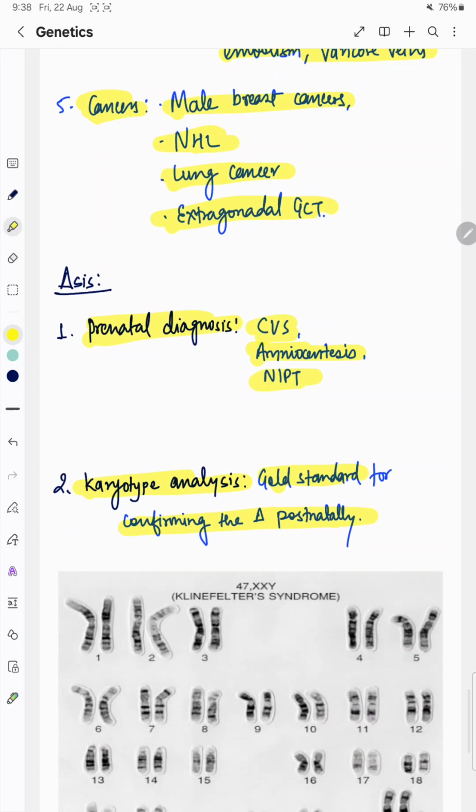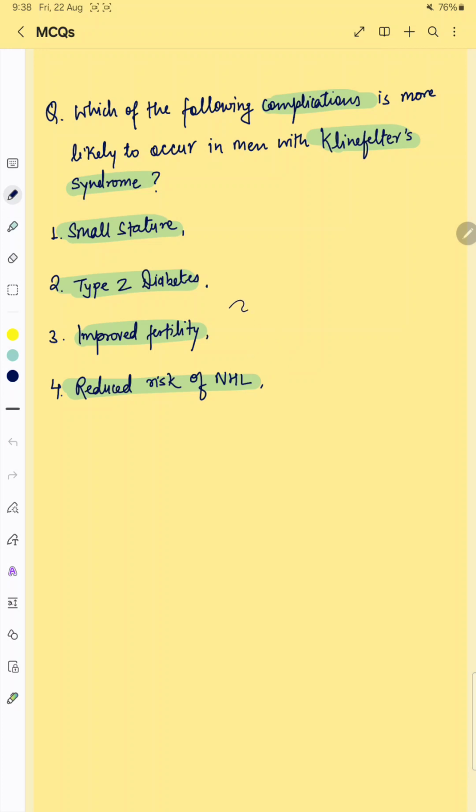So our answer to that question is type 2 diabetes mellitus. As we have discussed, a person with Klinefelter syndrome has tall stature, not short stature, and they are at particularly high risk of developing metabolic syndrome, in which type 2 diabetes mellitus is included. Due to the small and firm testes, they have decreased fertility, not improved fertility, and they are at high risk of developing non-Hodgkin lymphoma. So the answer is type 2 diabetes mellitus.